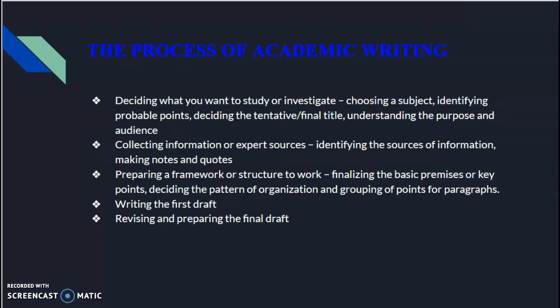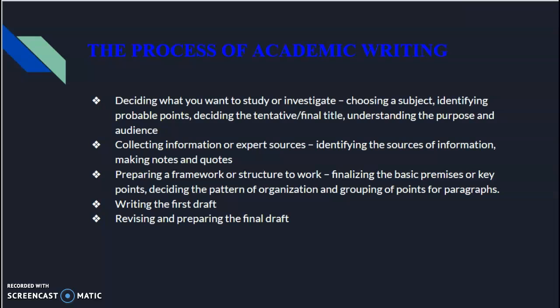The process of academic writing. First is that you have to decide what you want to study or investigate. You have to choose a topic. And then you have to decide, okay, what points are going in. And then you have to decide a title. Finally, you have to understand why you are writing and who you are writing for.